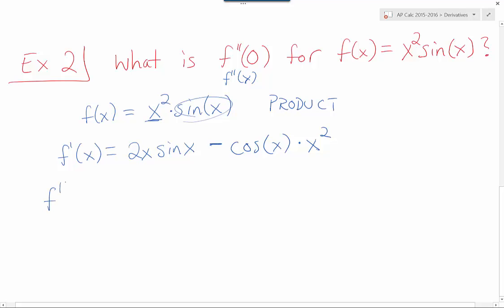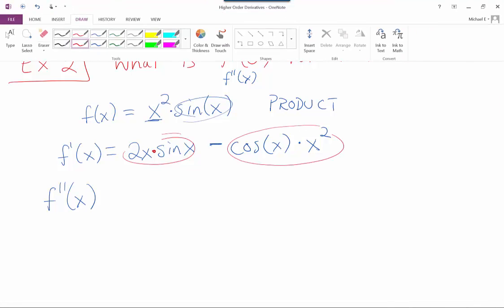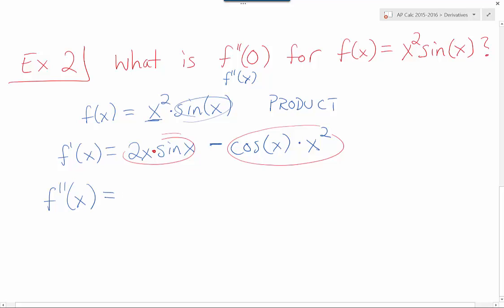When I do this second derivative, I actually have a product rule here, and I'm going to have another product rule here. So we're going to have two product rules to keep track of. For the derivative of this part, the first part is 2x. I take the derivative and get 2, leave the second, sine of x, alone, plus now I take the derivative of sine of x, which gives negative cosine of x, and I leave 2x by itself.